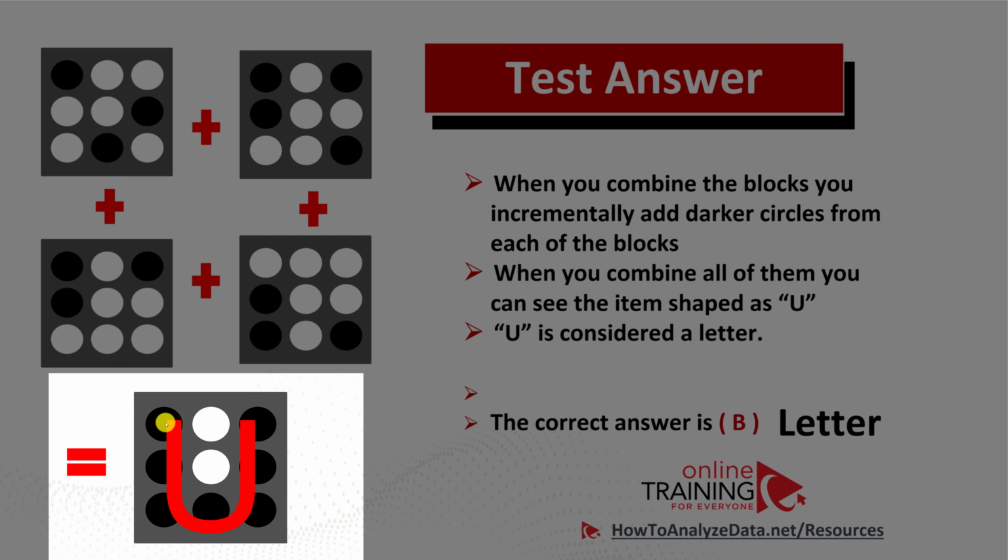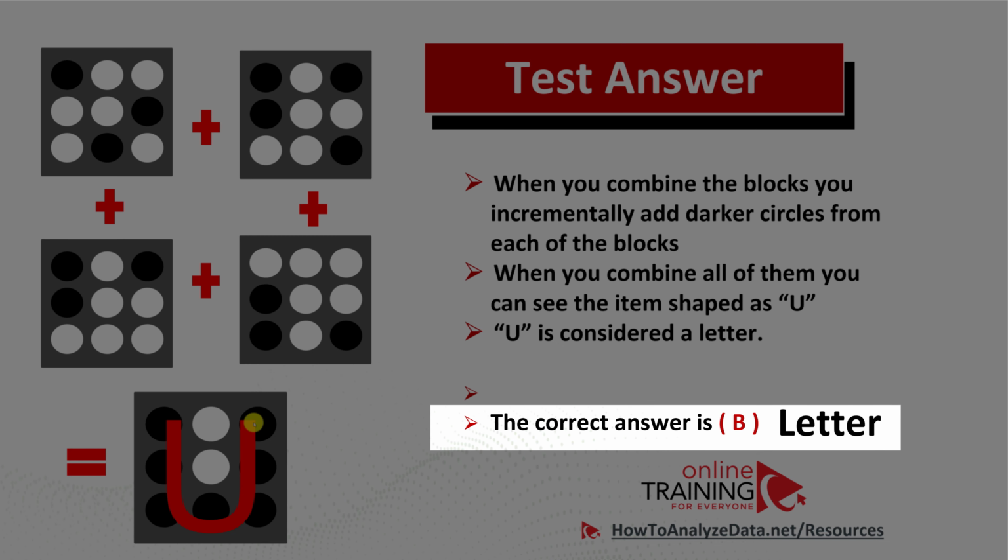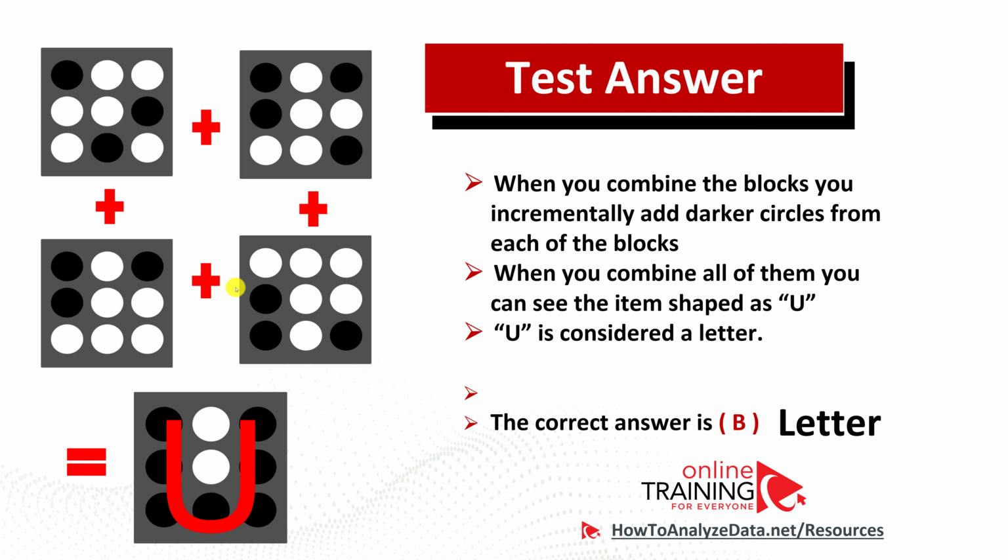And as you can see, the shape of the darker circles represents the letter U. So the correct answer here is choice B, letter. Hopefully you've nailed this question and now know how to answer these types of questions in the test.